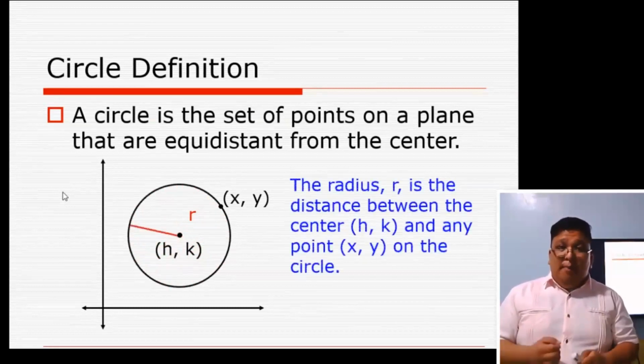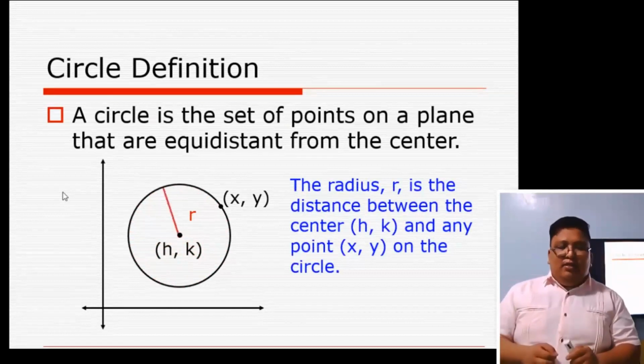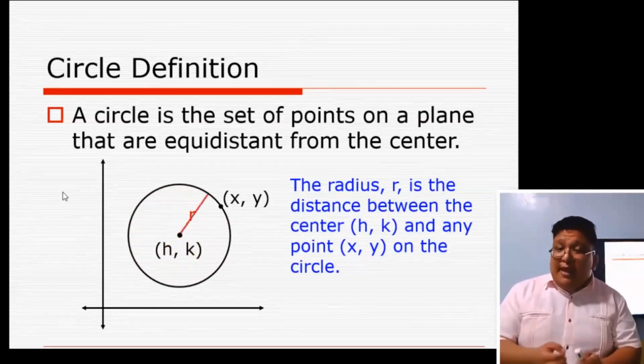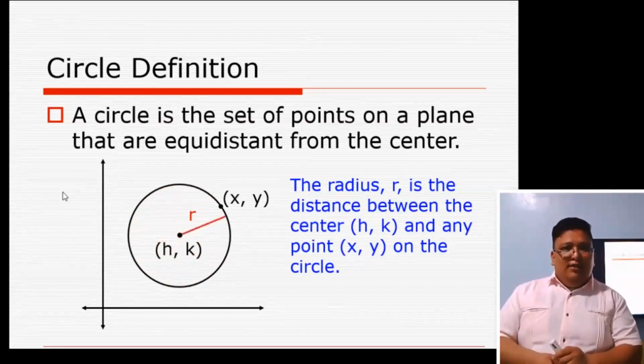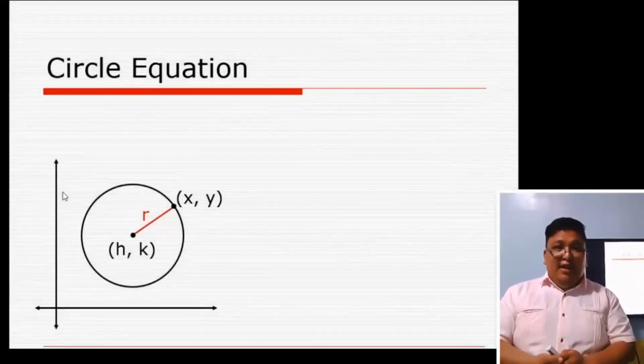Remember that the radius r is the distance between the center, or (h, k), and any point which is represented by (x, y) on the circle. Alright. Let us now have the circle equation.